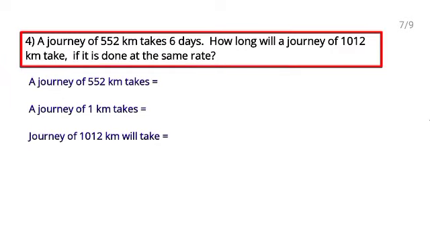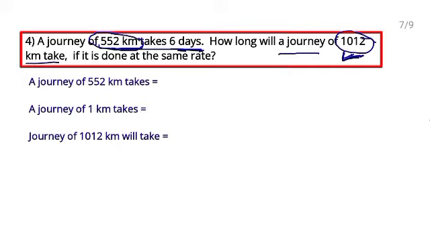A journey of 552 kilometers takes 6 days. 552 kilometers का given है 6 days. How long will a journey of 1012 kilometers take? Right? 552 kilometers का given है and they are asking for 1012 kilometers. So first of all 552 से you will find time taken in 1 kilometer. Then from 1 kilometer you will find time taken in 1012 kilometers.